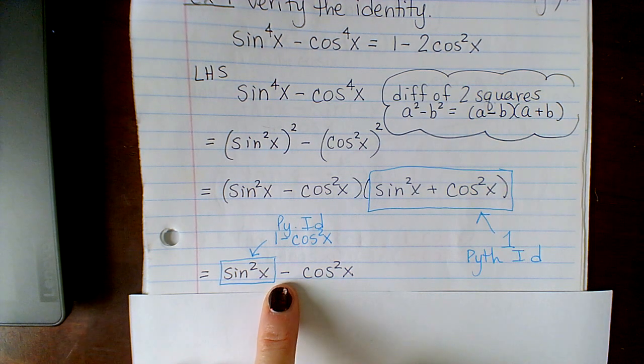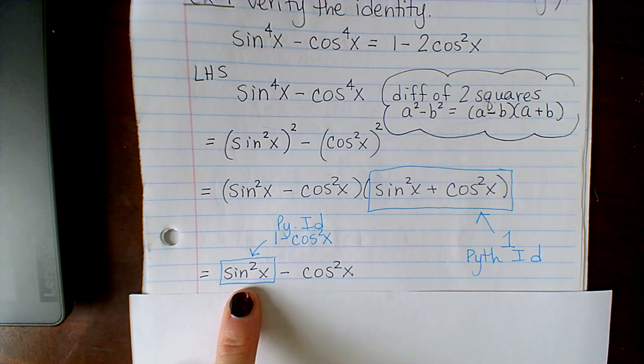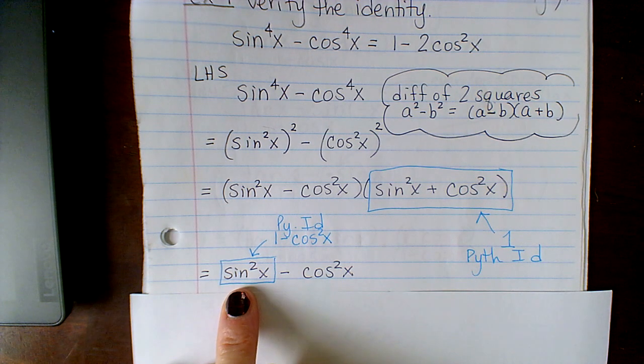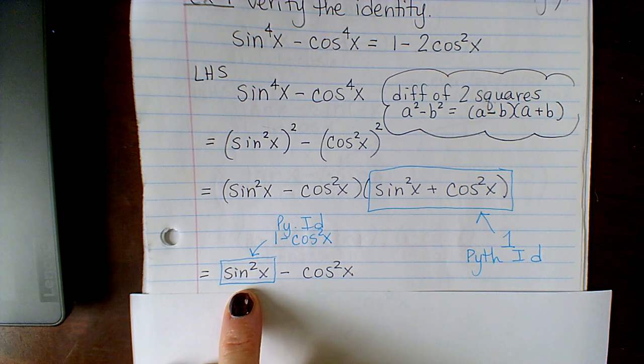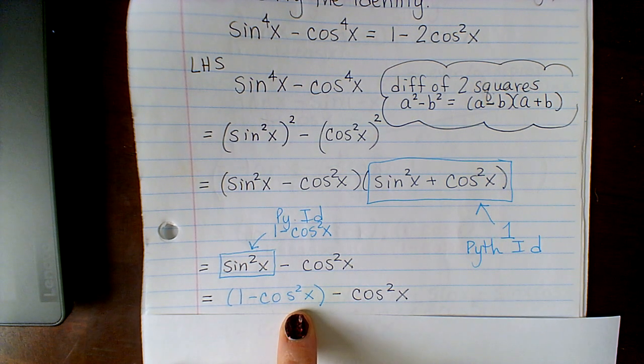So I'm really close. I've got a subtraction in there, so that's good. I got a cosine squared. Somehow I got to get a 1 here, and I need a 2. Let's use a Pythagorean identity that sine squared is the same as 1 minus cosine squared. So I'm going to replace that sine squared with 1 minus cosine squared.